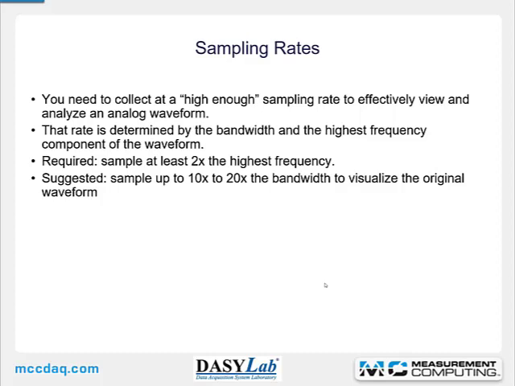And that's going to depend a lot on what you're measuring. If you're measuring something that is changing or has a lot of noise, you may find that you want to sample at higher rates. So the rate's determined by the bandwidth and the highest frequency component of the waveform, at least twice. More typically, with a product like DASYLab, you're going to sample at 10 to 20 times that highest frequency to be able to visualize the waveform.